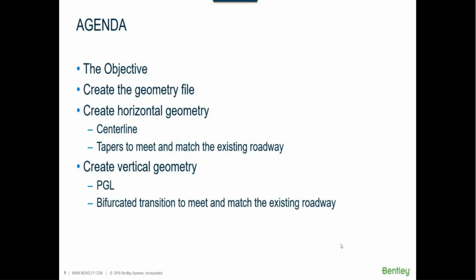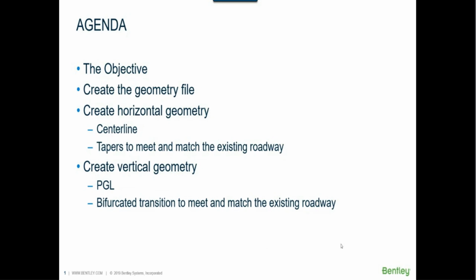As Kevin mentioned, if you're new to Open Roads or Open Roads Designer, the data lives in the DGN. So we're going to create a new container, a new DGN file that will be the container for our geometry. Then we'll create the horizontal geometry, including the center line of our corridor. In addition to that, a couple of tapers so that we can horizontally meet and match the existing pavement within the existing roadway corridor that we're working in.